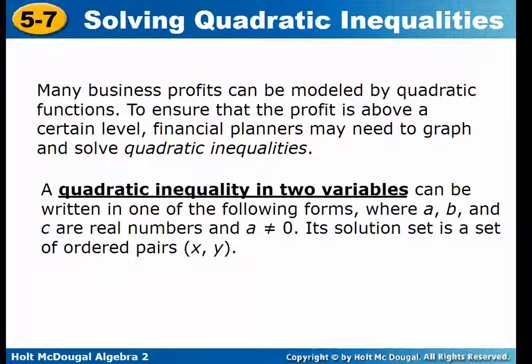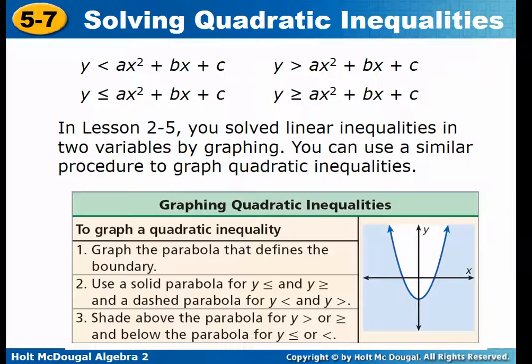When does this happen? This happens with business. Business profits can be modeled by a quadratic function. To ensure that the profit is above a certain level, financial planners may need to graph and solve quadratic inequalities. A quadratic inequality in 2 variables can be written in one of the following forms, where a, b, and c are real numbers. And its solution set is a set of ordered pairs x, y.